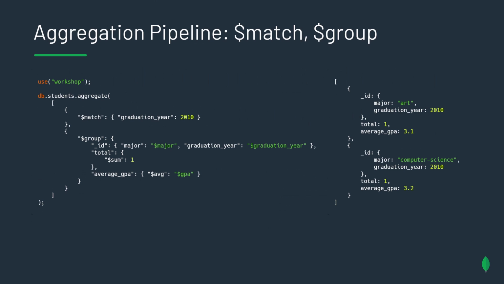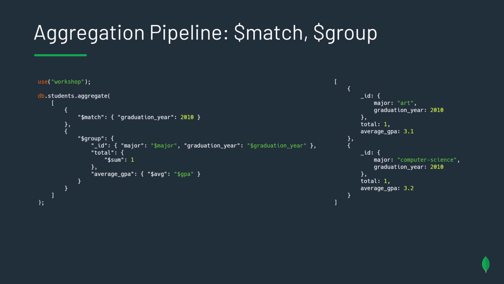In this first example, we're using the aggregate command. Each object inside of that array is a stage in the pipeline. This first stage is going to be a match, kind of like what we saw with the filter. So we're matching for any documents that have a graduation year of 2010. Any documents that match are going to go on to the next stage of the pipeline, which in this case is a group.